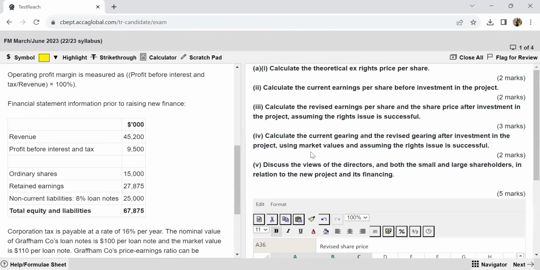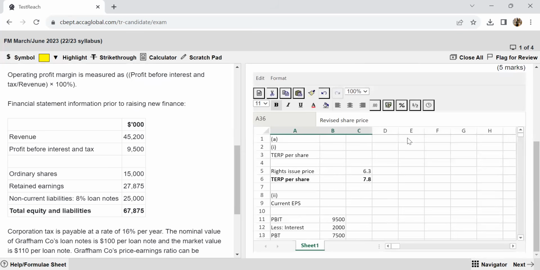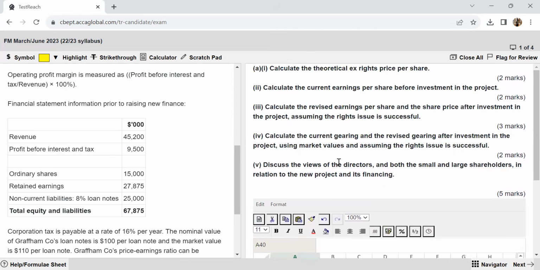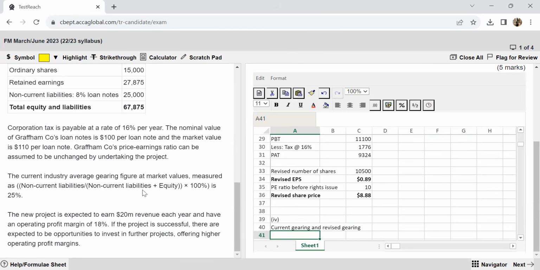Now let's have a look at part 4. Part 4 wants us to find out the current gearing and the revised gearing using market values and assuming that the rights issue is successful. So over here, I will put my heading as point 4, and I have to find out current gearing and the revised gearing. So starting with that, we have the formula given to us as to how the gearing is calculated.